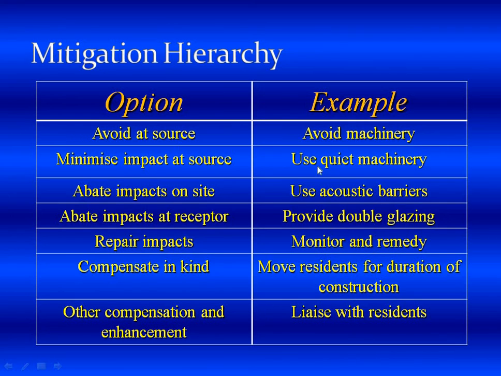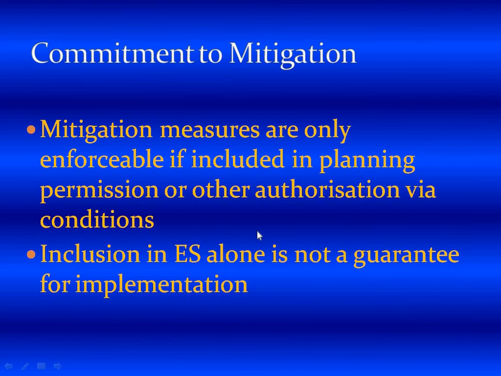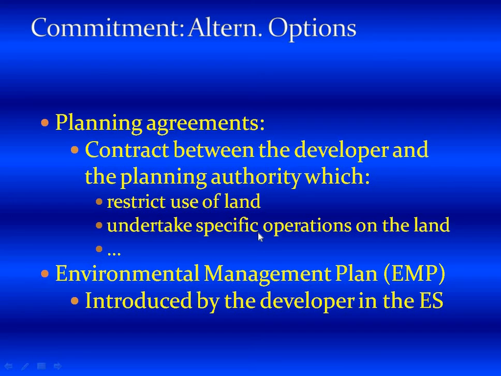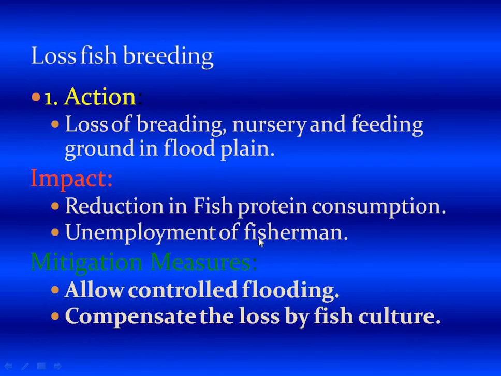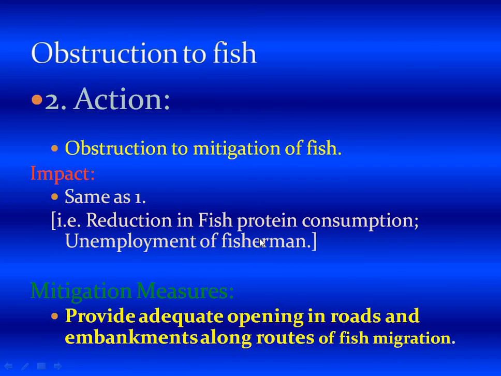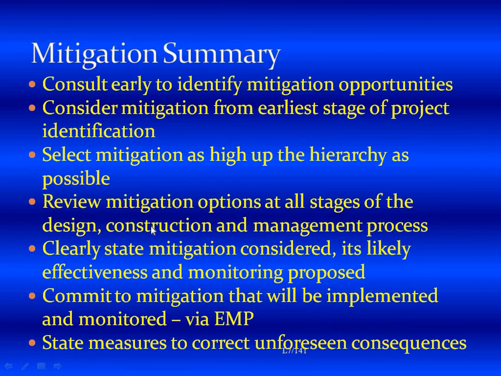Avoid at source, avoid the machinery. You can go through the examples of that; these are all interesting. You can understand them yourself: different alternative options and commitments. Some examples are given, such as obstruction of fish migration. Then what is the impact?